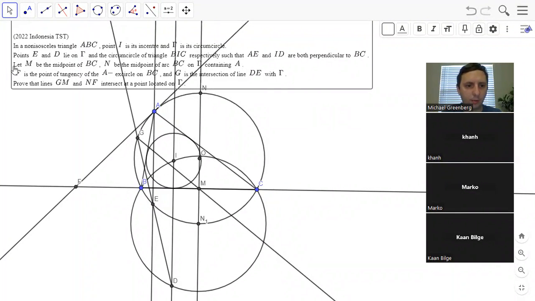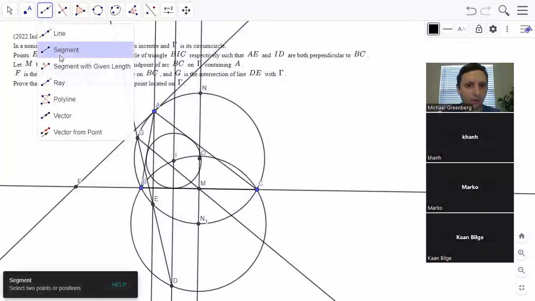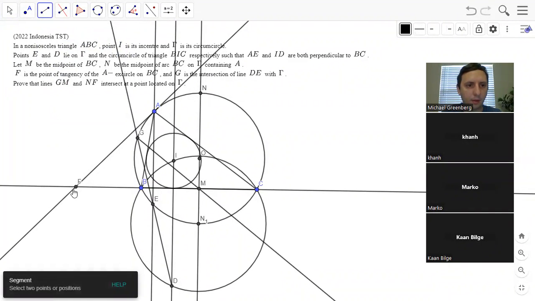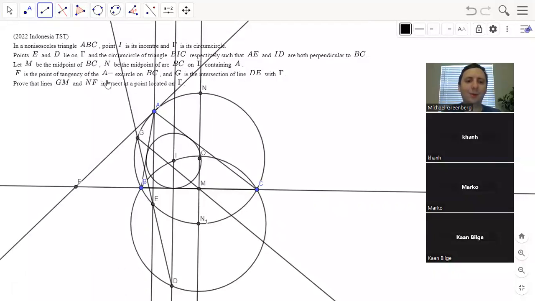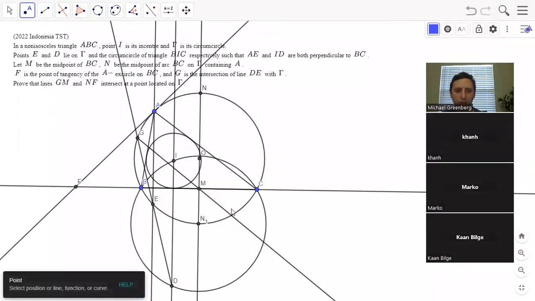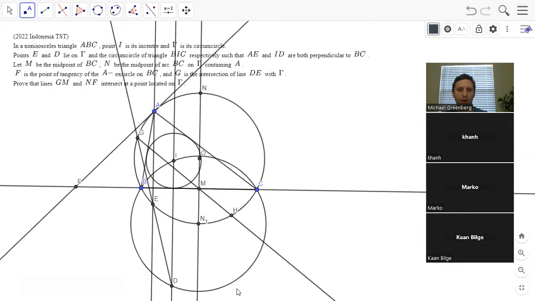But we want to show GM, but yeah, here it doesn't look like GM and NF. F is on the A-excircle. Okay. All right, so I'm going to have to draw a couple more things before I can understand this problem. So basically it's saying if we drew the A-excircle, then if we connected it with point N, it would intersect this circle at H.